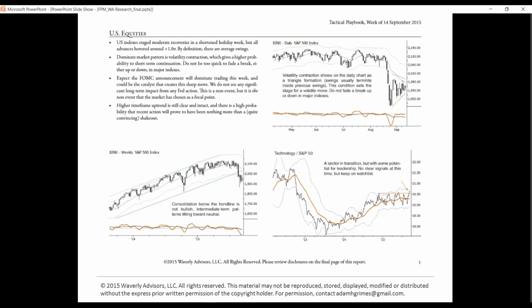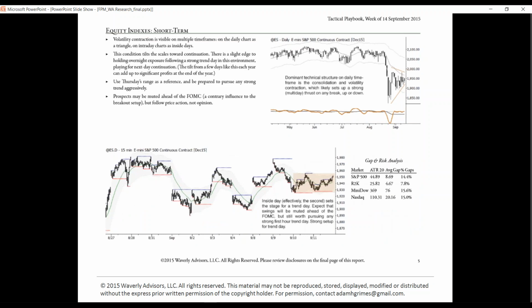This is an example of one of our analytical pages, from our focus on U.S. equity indexes. As I said, we cover everything, but our bread and butter, our focus, really is on U.S. equities. It's sort of been a focus of mine as a trader.